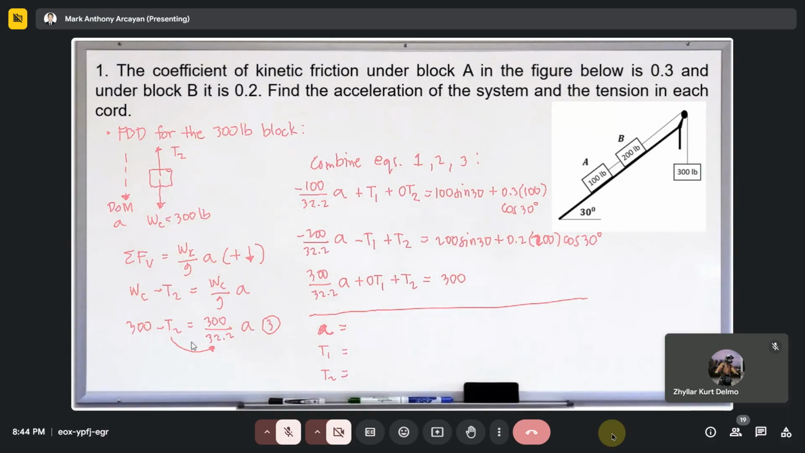Then T1 is 1, 0 and T2. For the constant, we have 100 sine 30 plus 0.3 times 100 cosine 30.